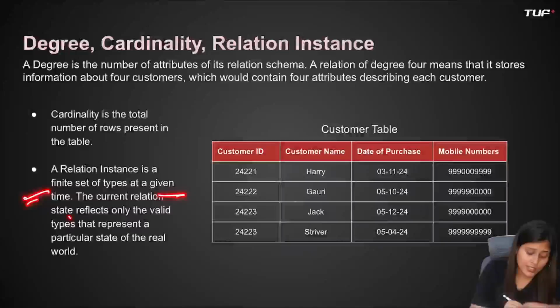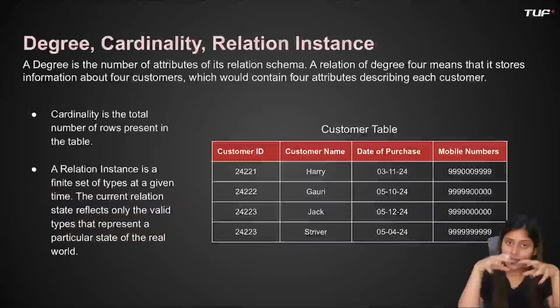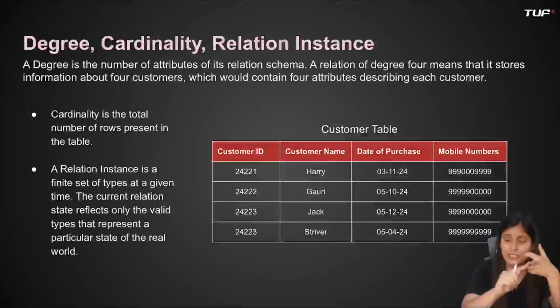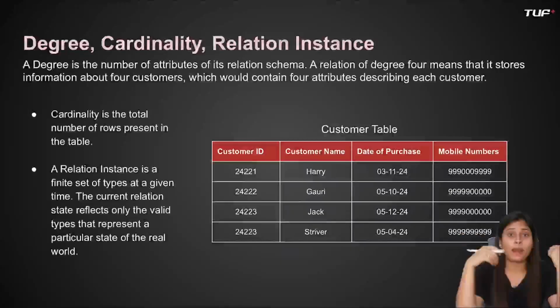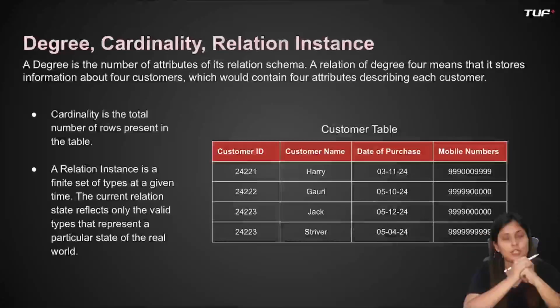The current relation state reflects only the valid types that present a particular state of the real world. So inside that table, inside the relation, there can be multiple data, but every millisecond you are doing manipulation, like deleting a record, updating or modifying, or inserting new records, right? But at a particular instant of time, when you are seeing that relation at a particular time, that will be called relational instance.